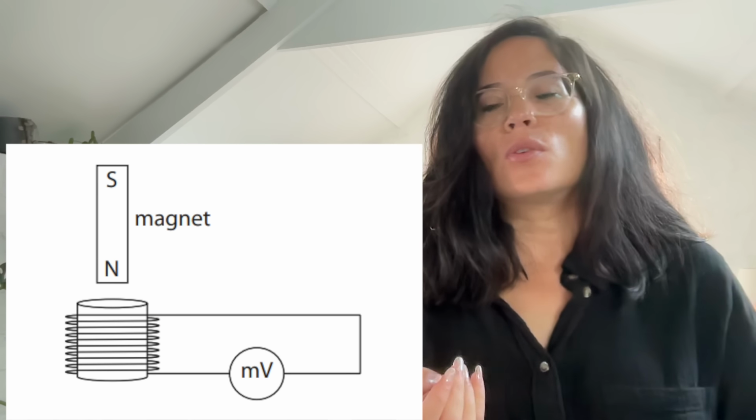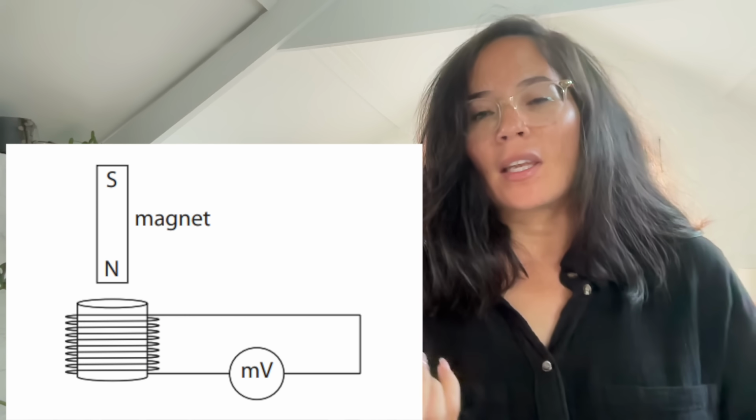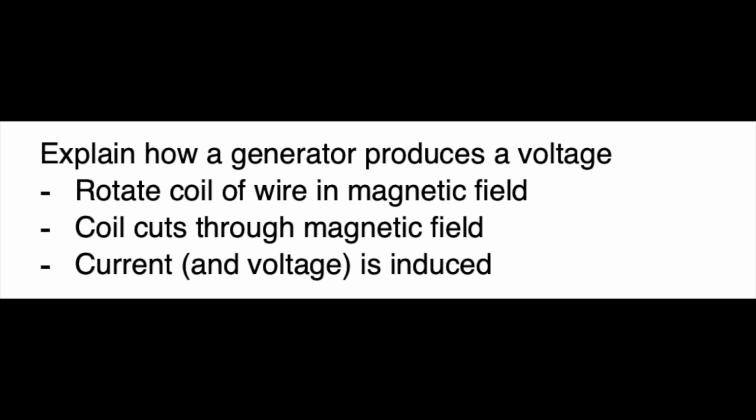The simplest way to do this is to push a magnet through a coil of wire connected to a complete circuit. What happens is the magnetic field lines get cut by the coil of wire, which induces a voltage, and this is what we call electromagnetic induction. If this is part of a complete circuit, then current is also induced.